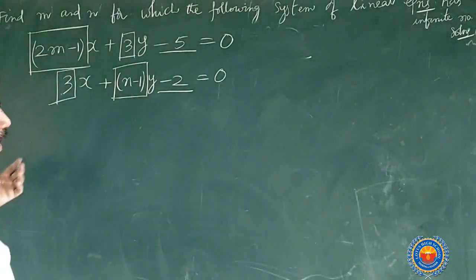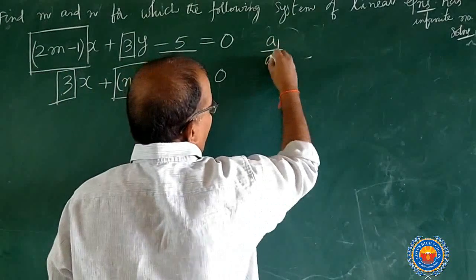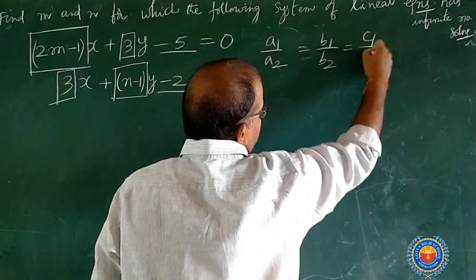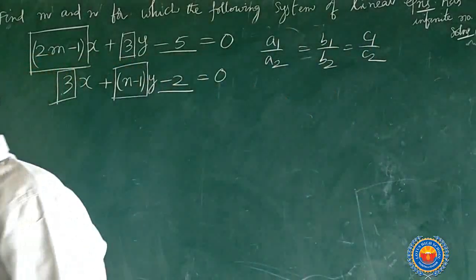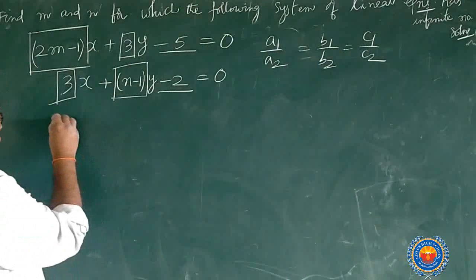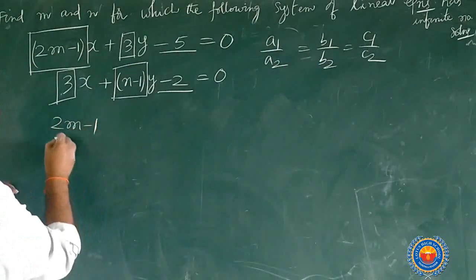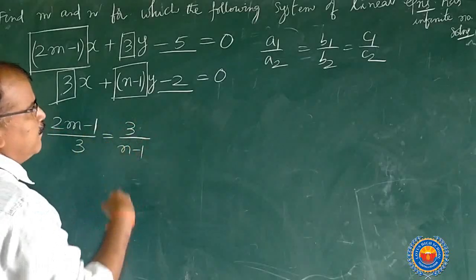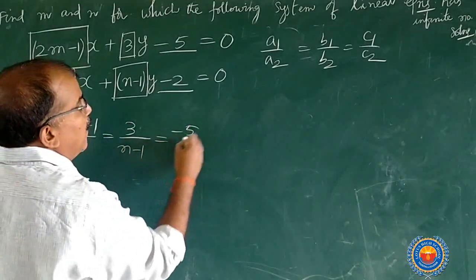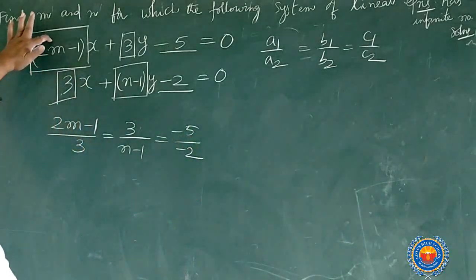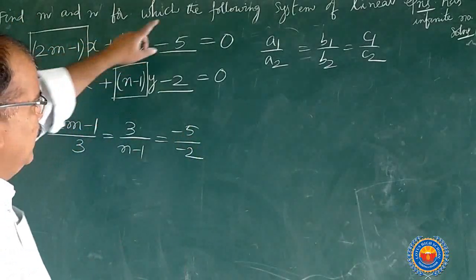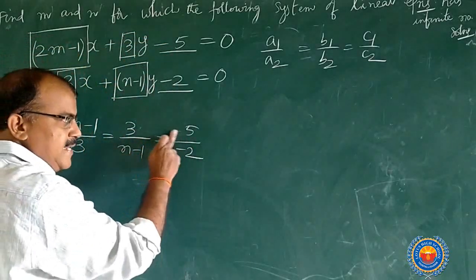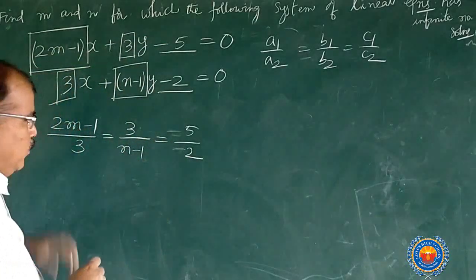I am writing this condition: a1 by a2 is equal to b1 by b2 is equal to c1 by c2. This is the permanent condition for today's class. So (2m minus 1) by 3 is equal to 3 by (n minus 1) is equal to minus 5 by minus 2. Minus and minus cancel, so it is nothing but 5 by 2. No need to write it separately, directly 5 by 2.